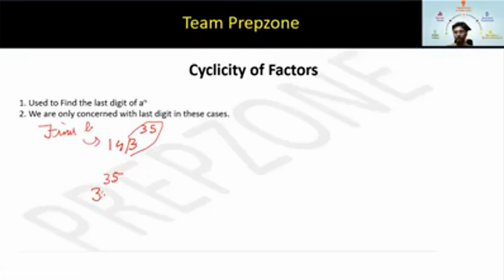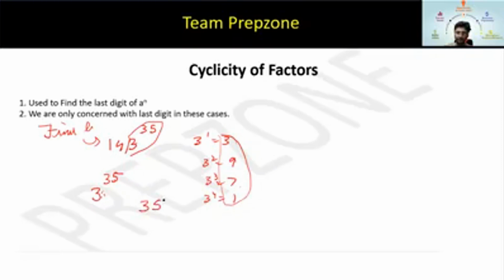Now guys, quickly, what is the cyclicity of 3? Okay, the cyclicity of 3 is 4. After every 4, like 3 to the power 1 is 3, 3 square is 9, 3 cube is 7, 3 to the power 4 is 81. So after every fourth term, this is getting repeated, hence the cyclicity is 4.